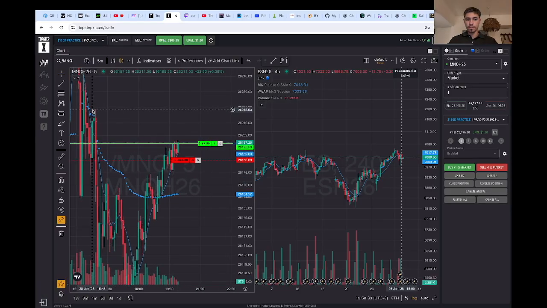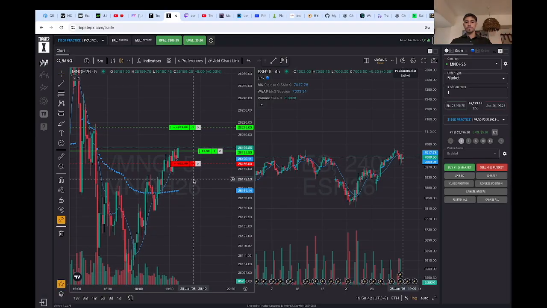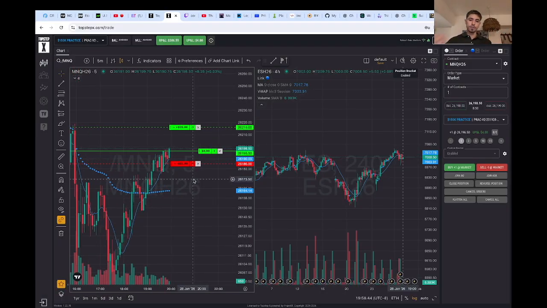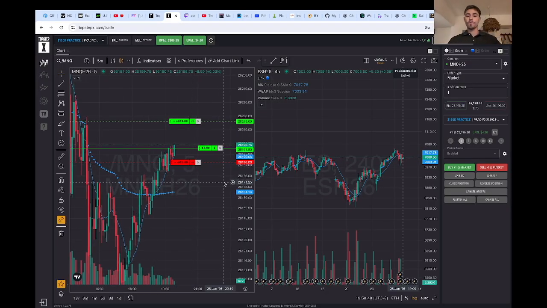Let's say I want to target this resistance up here. And I would keep my take profit up at that resistance. And you're pretty much hands off here at this point. If it goes and hits your target, it'll take profit for you. If it hits your stop loss, it'll stop you out for you.